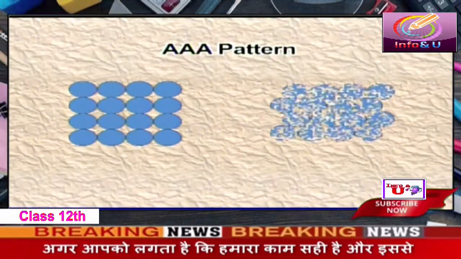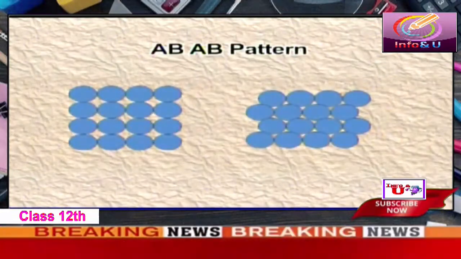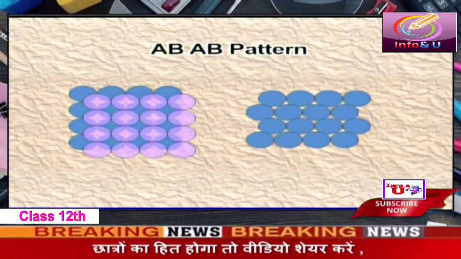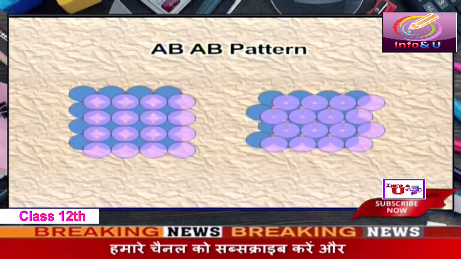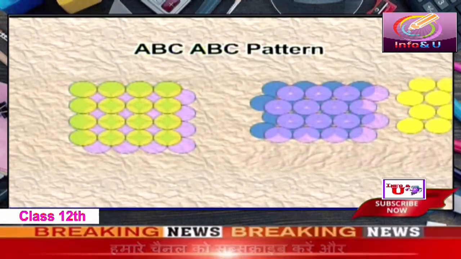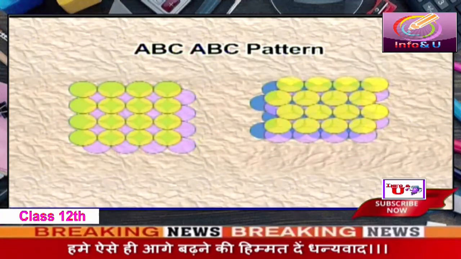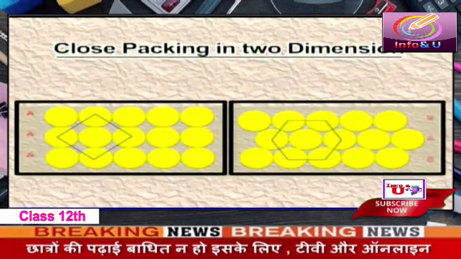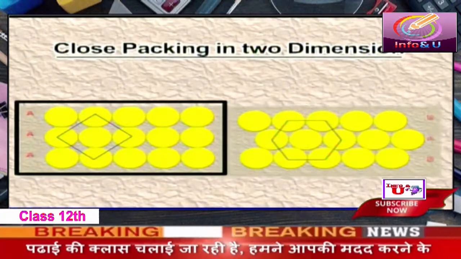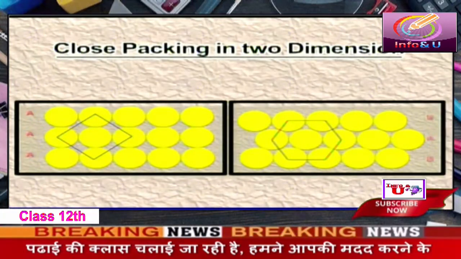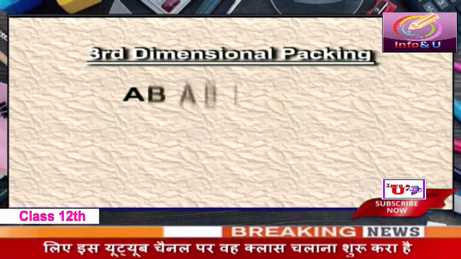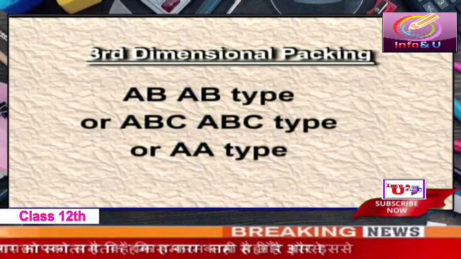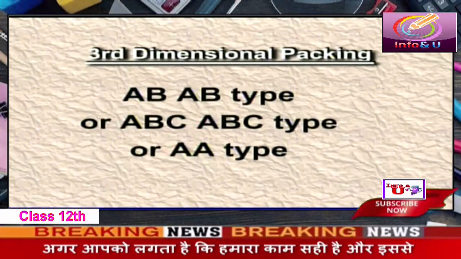In three dimensions packing, I have three options now. I have explained to you. One is AAA type, the other is AB type, and the third one is ABC pattern. This is two-dimension packing, that is square close packing and hexagonal close packing. Now you observe the third dimensional packing, that is AB type or ABC type or AA type.